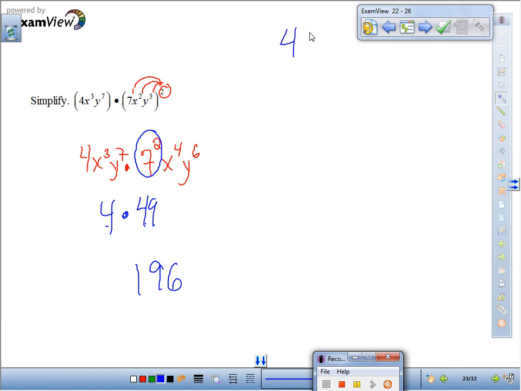If you don't see it, make sure you do your long multiplication on the side. Okay? Let's focus on the numbers. Let's look at the variables.